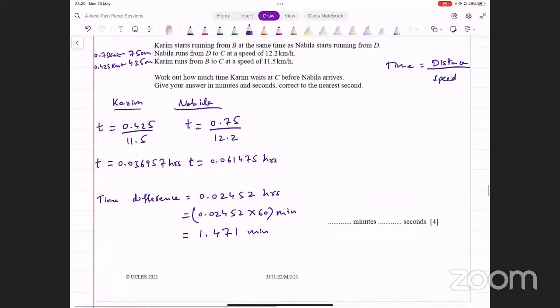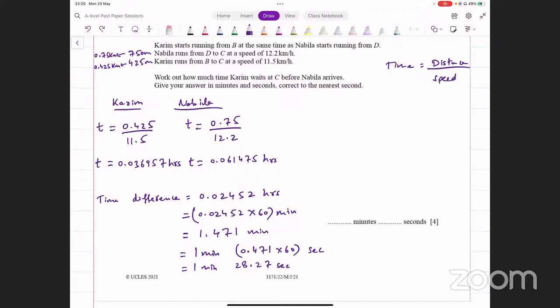ठीक है, अगर आपने सिर्फ मिनट्स में आंसर देना होता you could write this down, लेकिन आपको मिनट्स और सेकंड्स के अंदर देना है, तो हम क्या करेंगे? 1 को ऐसे ही रहने देंगे, and then you got 0.471. 0.471 को आपने सेकंड्स में कन्वर्ट कर देना है, उसको 60 से मल्टीप्लाई कर दें. So 0.471 into 60, that's giving me 28.27 seconds.